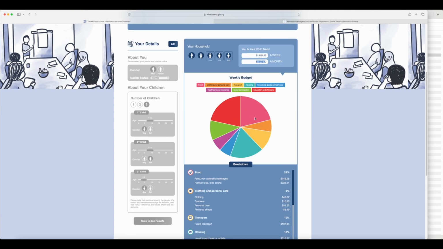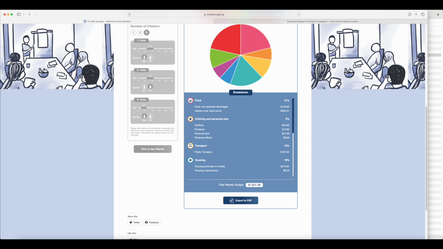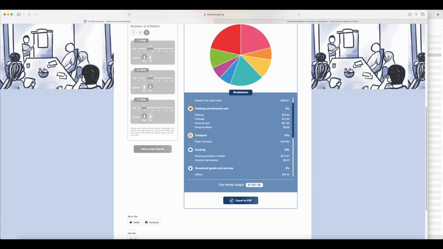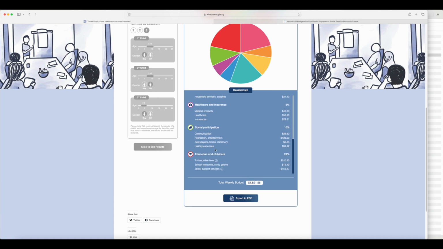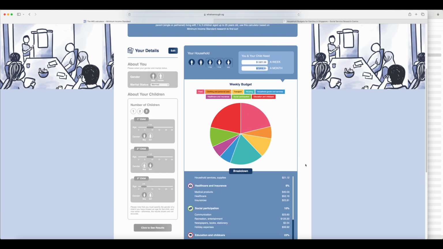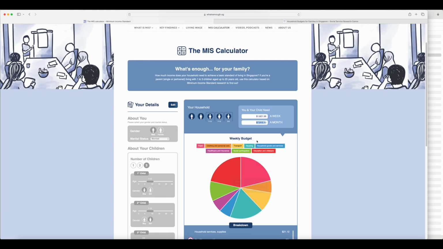Alright, so I tend to agree on the categories used for the budget for family of 5, but my breakdown is not like this, right? But I do agree that you will need at least 8,000 a month to meet basic standard of living, right?